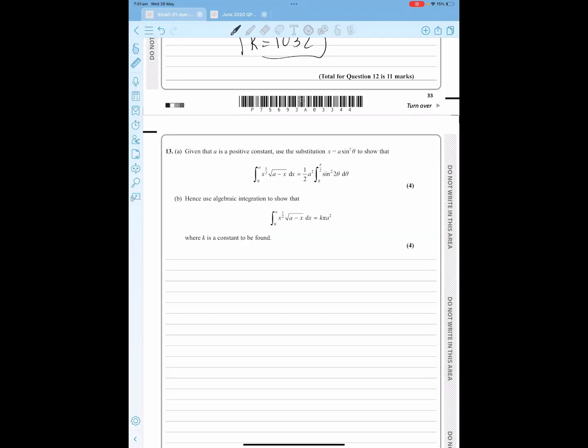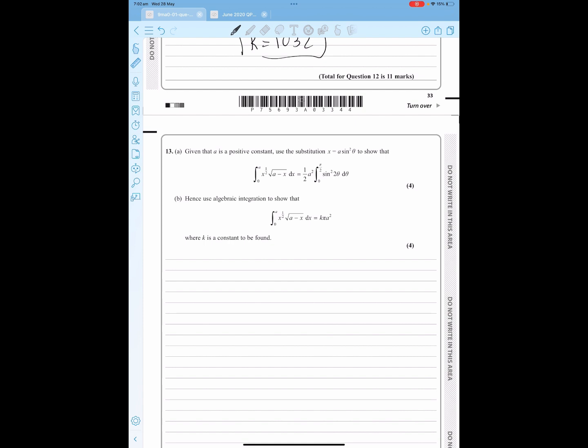Okay, question 13. It's an integration question, and we need to show that this is basically equal to that. It says, given that a is a positive constant, use the substitution x equals a sine squared theta to show that the integral can be rewritten as that.